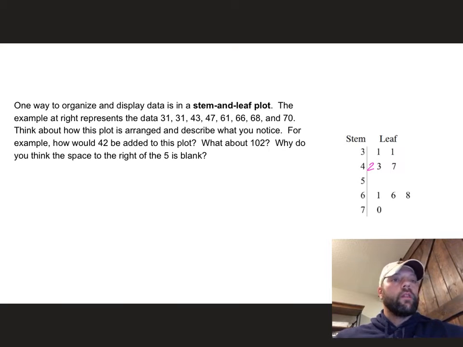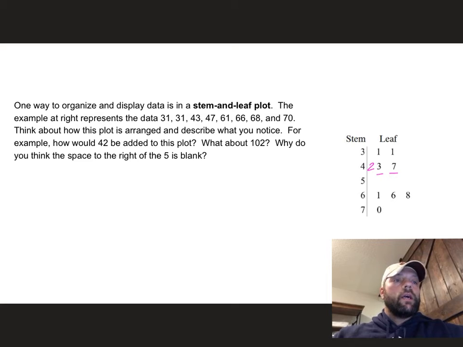One other thing that I should probably point out is notice that the 3 and the 7 right there in 43 and 47 is in numerical order. So the smallest numbers are always closest to the stem. The largest number is always farthest from the stem.